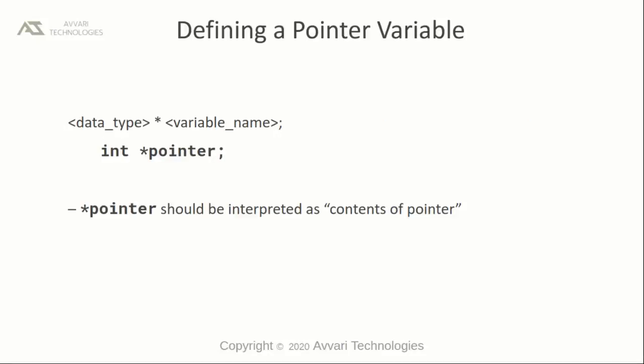To define a pointer, we need to follow a syntax. First, we need to mention the data type, space followed by the asterisk symbol followed by variable name. For example, int *pointer. *pointer is represented as contents of pointer.